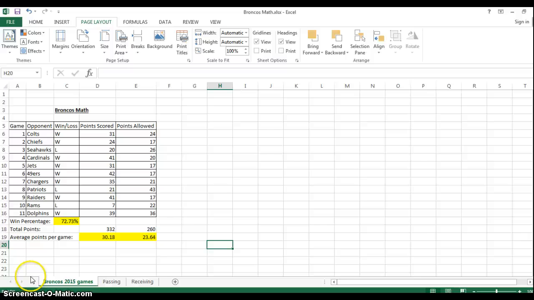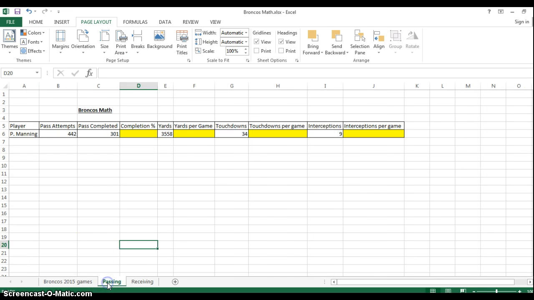Now we're going to look at some individual statistics. So we go to the passing tab, and Peyton Manning is, of course, the Broncos quarterback, and these stats are through the first 11 games. He has attempted 442 passes and completed 301 passes. So we want to know his completion percentage. We would divide completed by attempts.